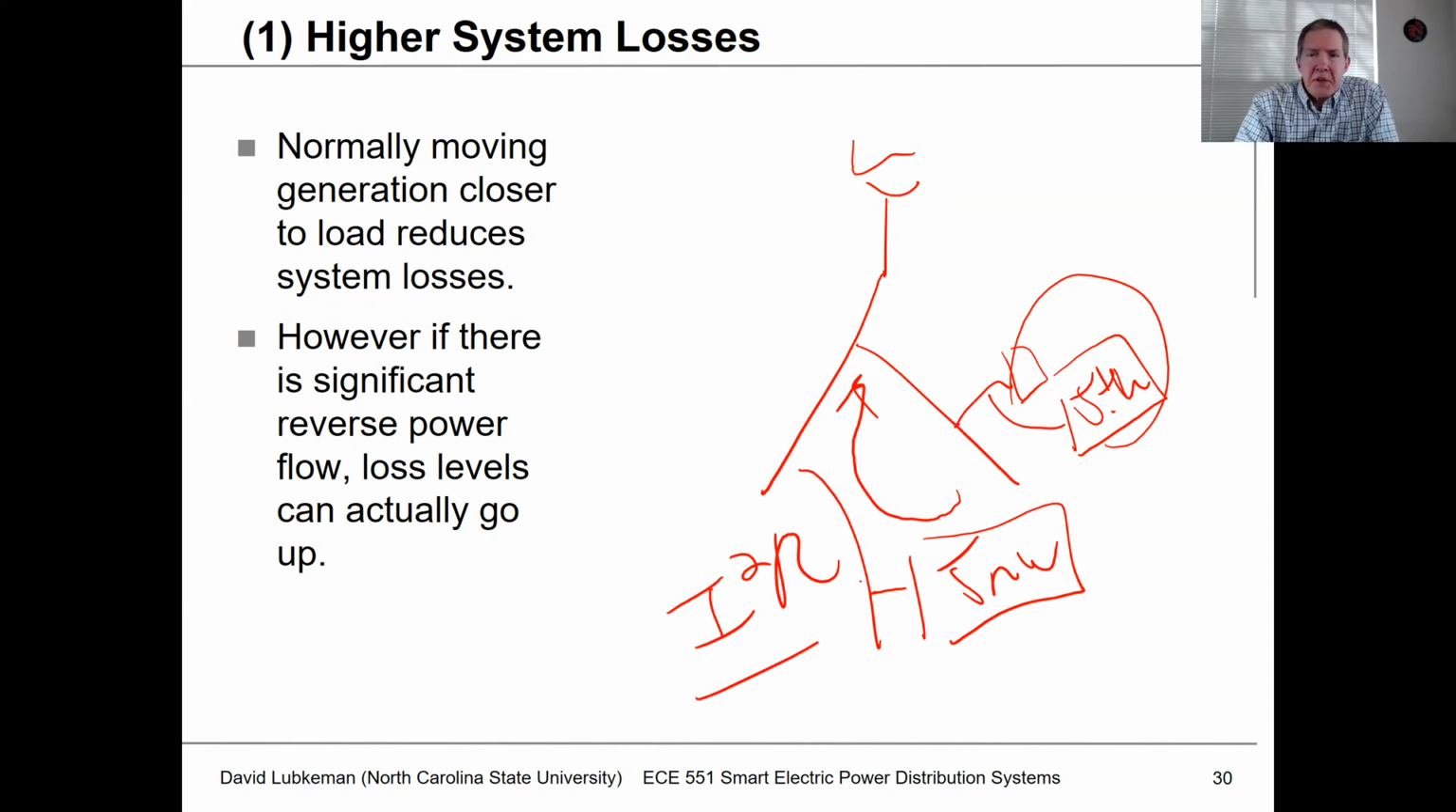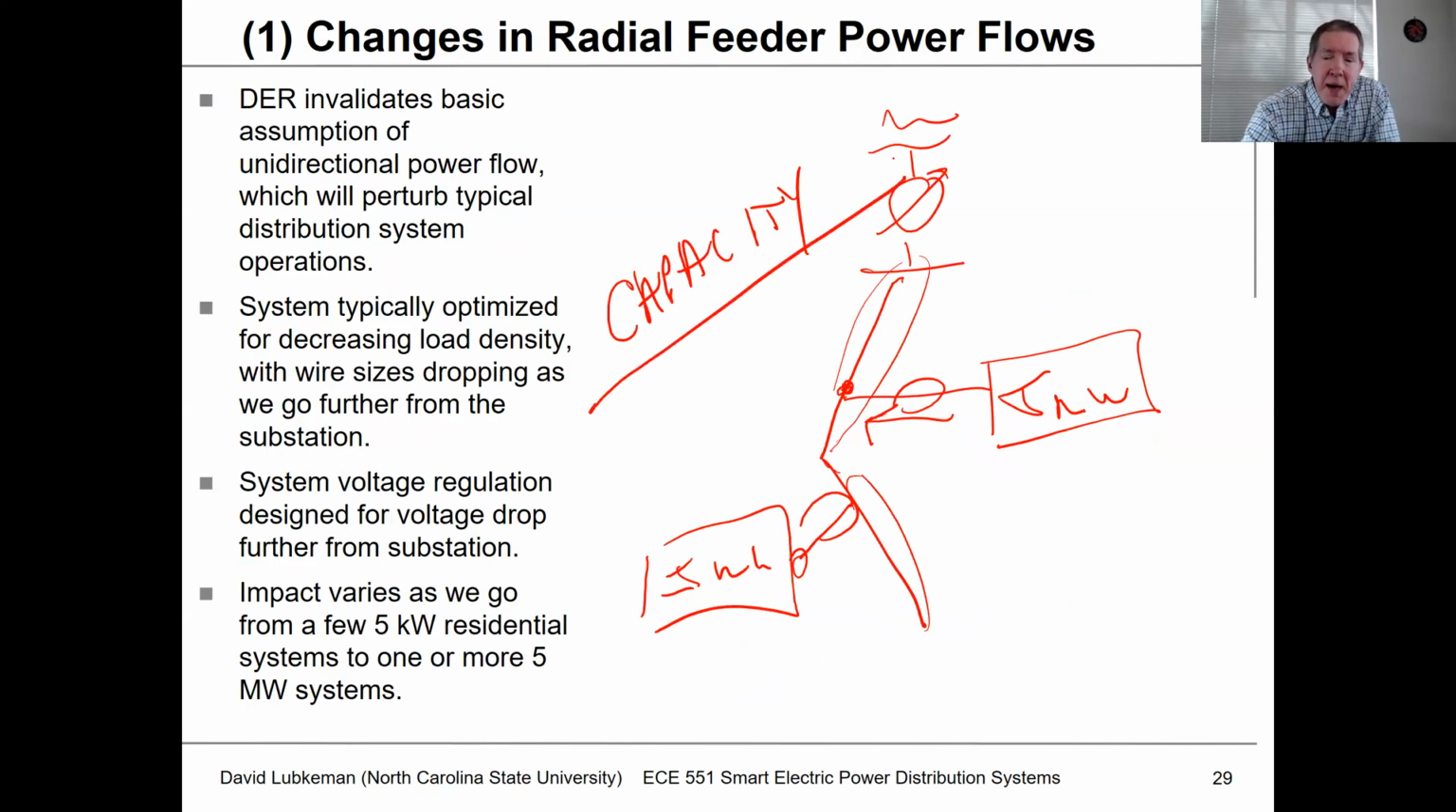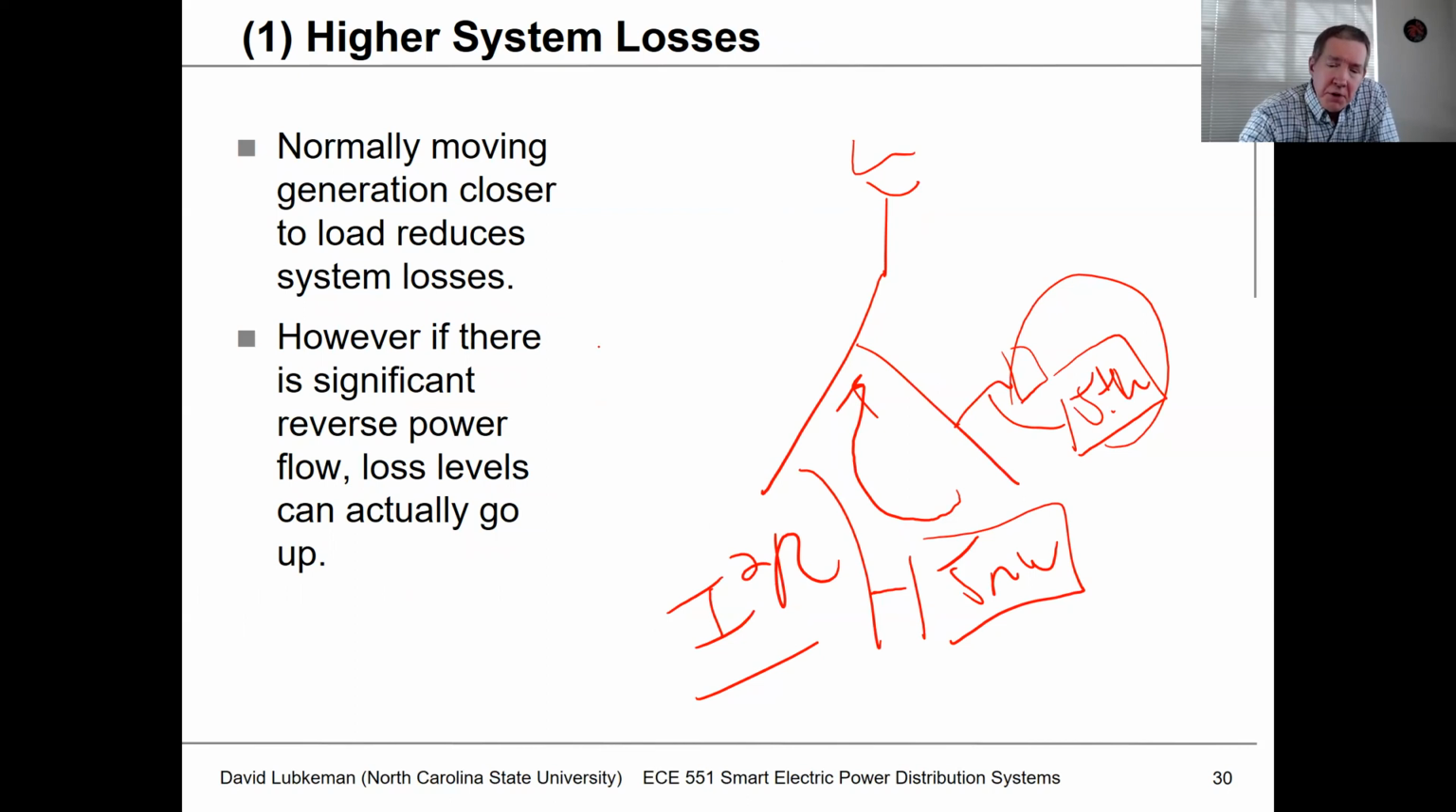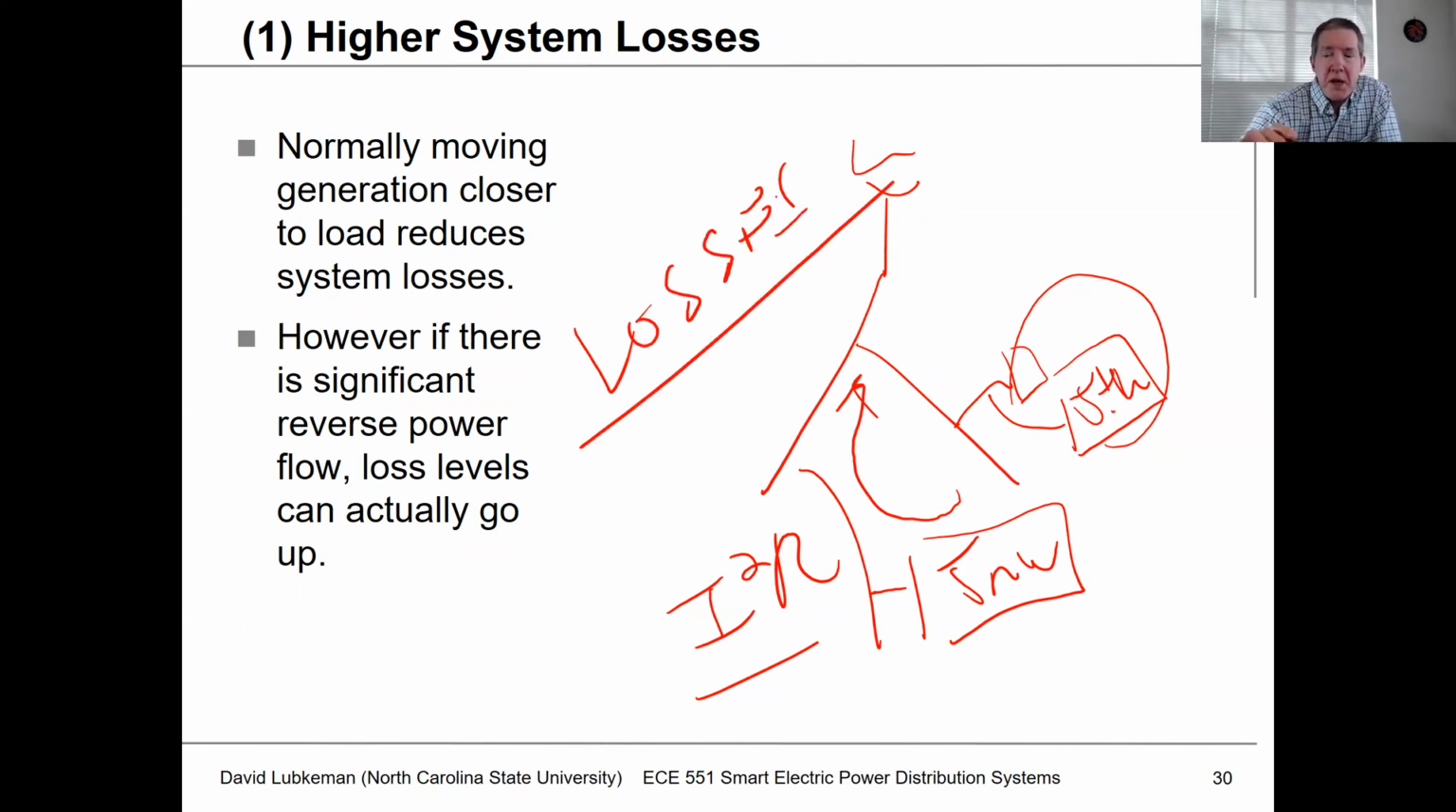And so these are a couple of things you have to look at. First, you're concerned about capacity, and you're concerned about losses, okay?